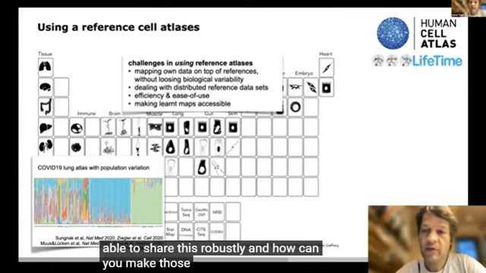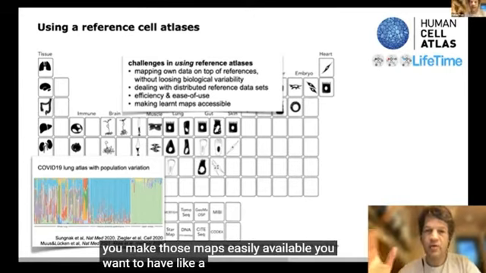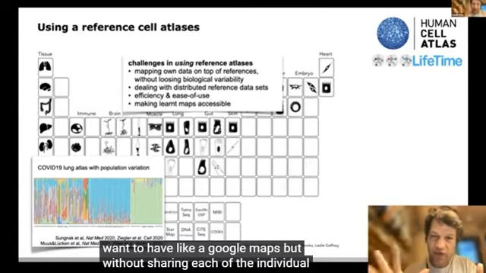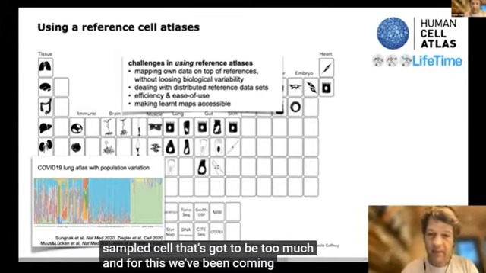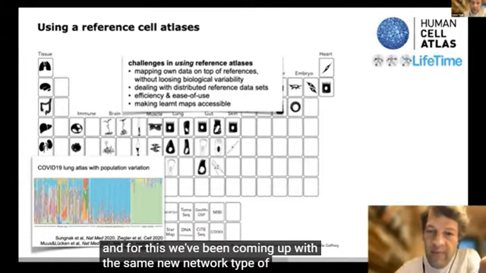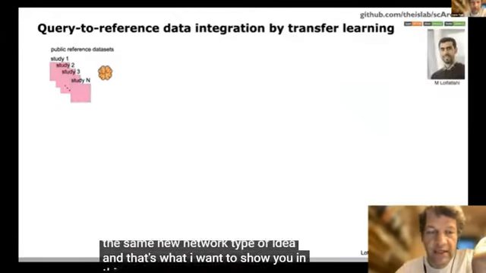And how can you make those maps easily available? You want to have something like a Google Maps, but without sharing each of the individual sampled cells. That's going to be too much. And for this, we've been coming up with the same neural network type of idea. And that's what I want to show you in this talk.